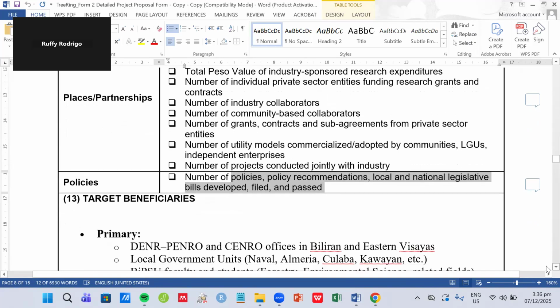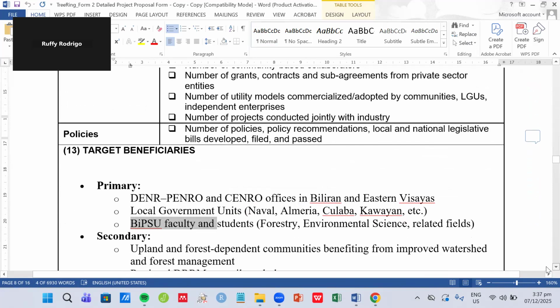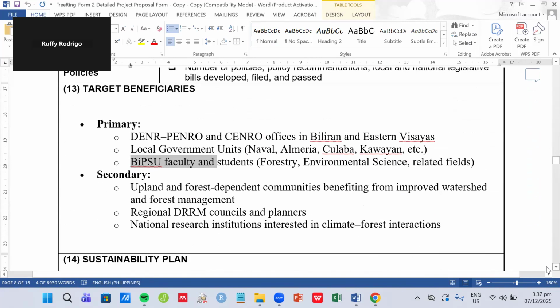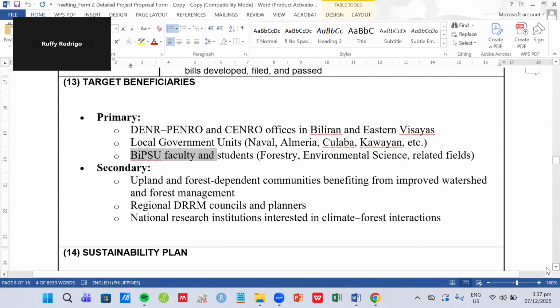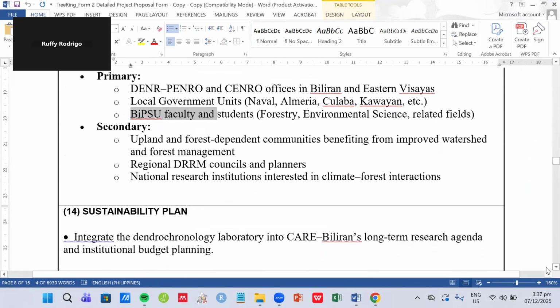Okay. So primary target beneficiaries, of course, are the DNR, forestry local government units, faculty and students, and secondary, of course, the community. So remember, you're doing research for the Philippines, so what benefits can the countrymen utilize or gain from this research? Let's see, because you're asking for a 4 million project. So where will this 4 million be useful?